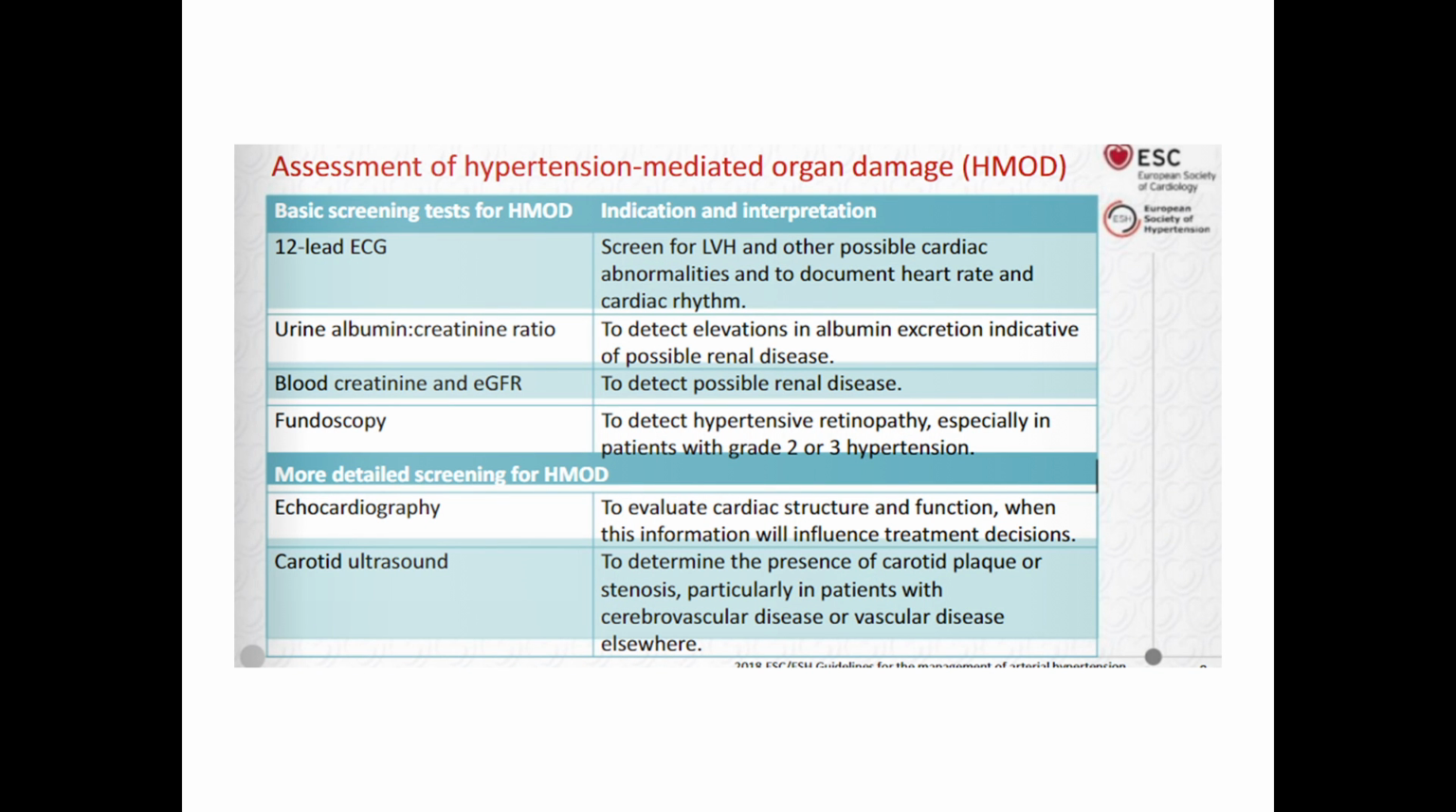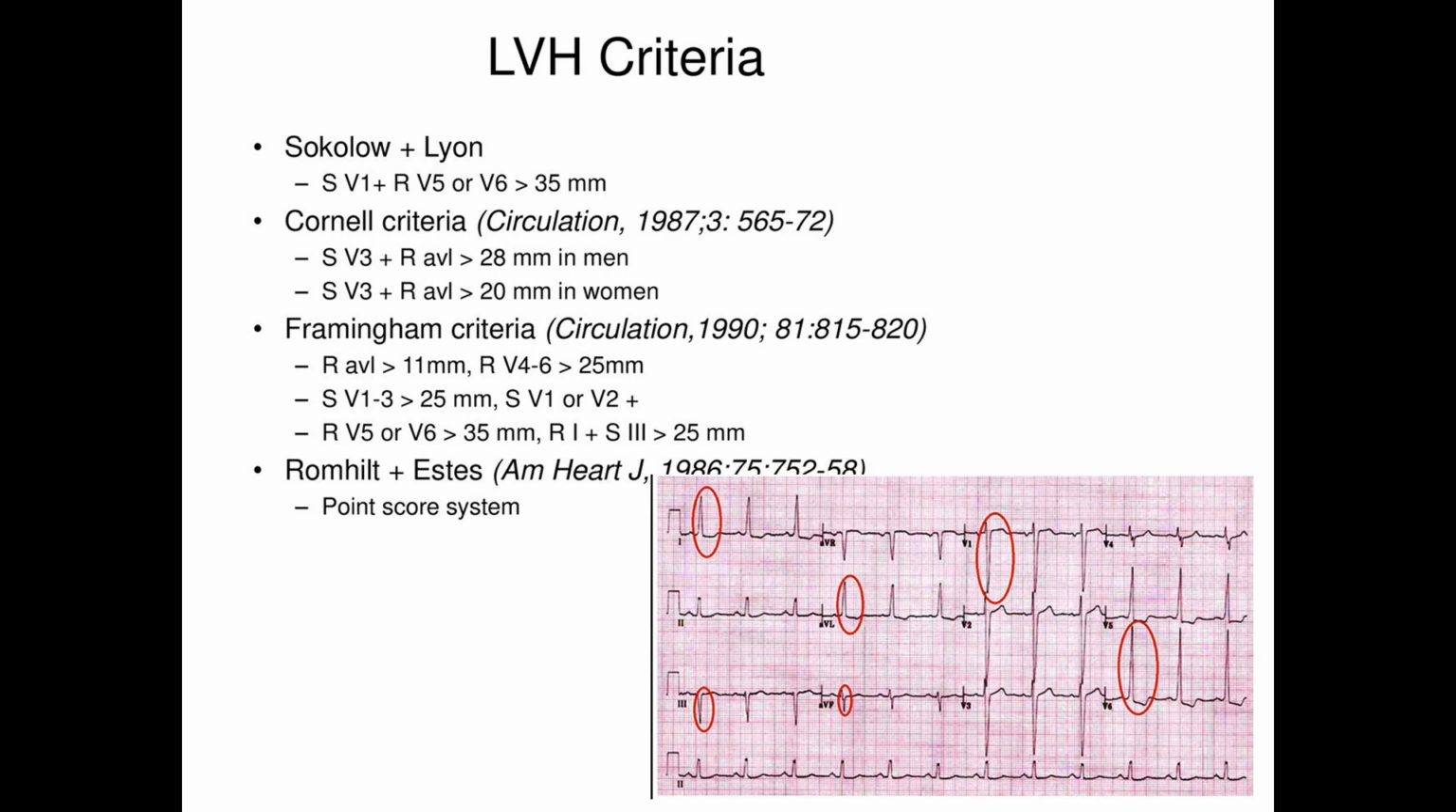ECG we need to detect left ventricular hypertrophy, which is more common in arterial hypertension. Urine albumin creatinine ratio to detect elevation in albumin excretion, indicative of possible renal disease. Blood creatinine and GFR level to detect possible renal diseases, and fundoscopy. And as more screening methods, we also use echocardiography and carotid ultrasound. On ECG, you see left ventricular hypertrophy signs.